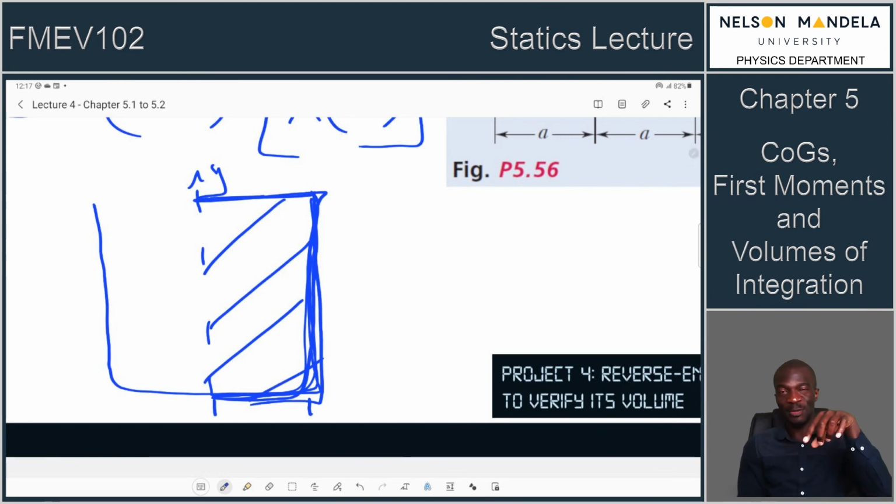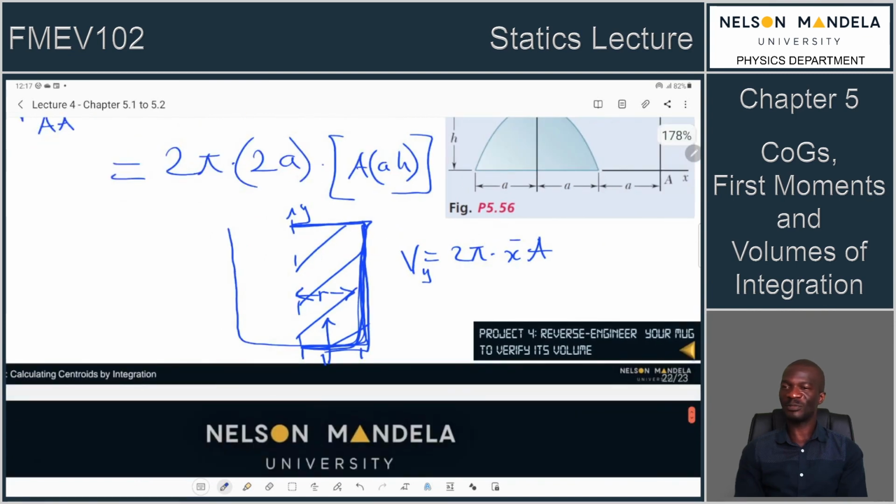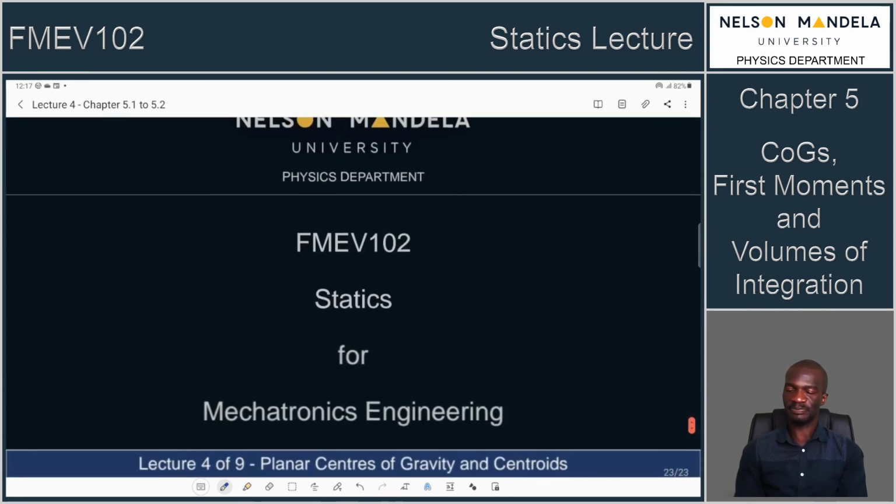So you need to measure your mug from inside and measure its diameter, so that this is just a radius of the mug. Use Pappus-Guldinus, so your volume will be equal to 2 pi multiplied by the centroidal position in this axis. It can be x bar, it depends on what you choose. If you want it about the y, it will be your x bar multiplied by the area, and you're done. So reverse engineer to prove Pappus-Guldinus theorem.